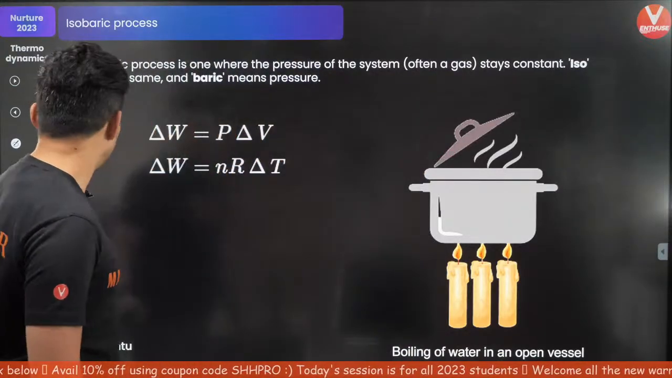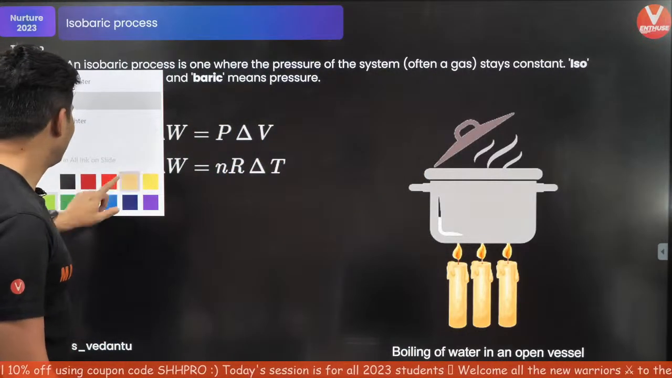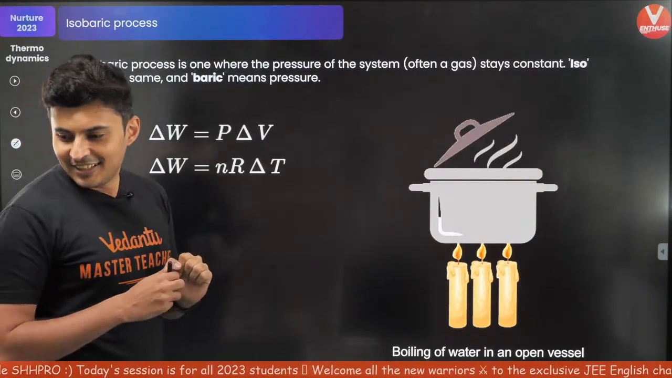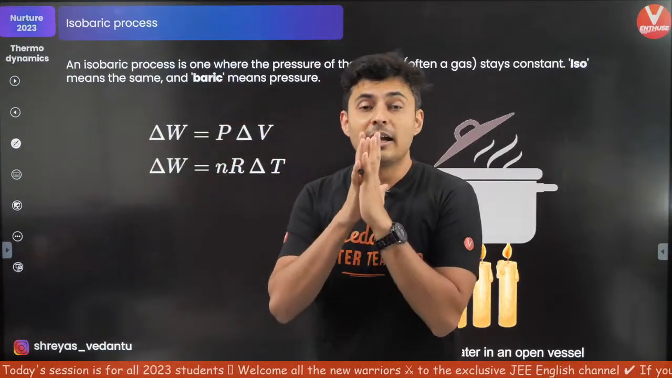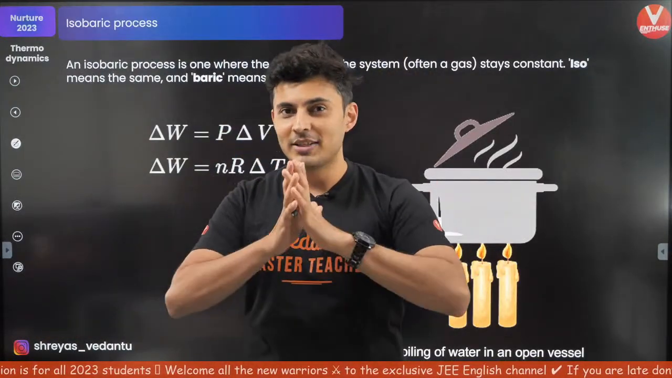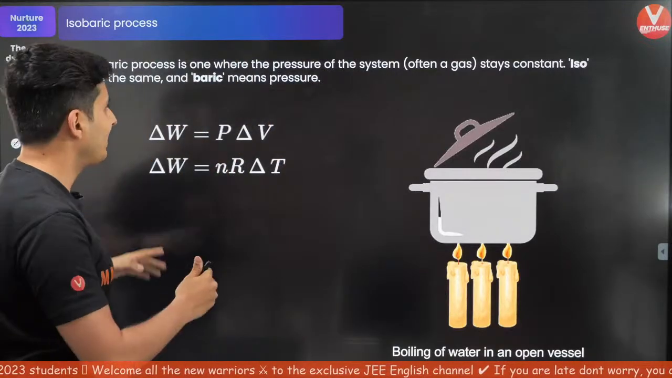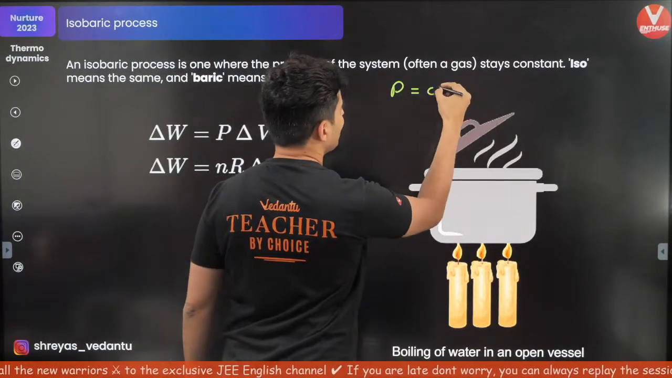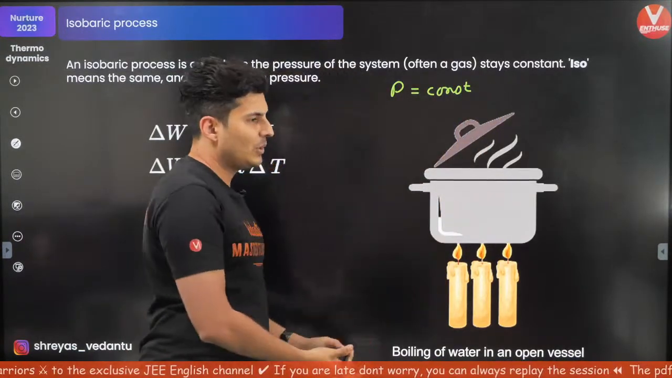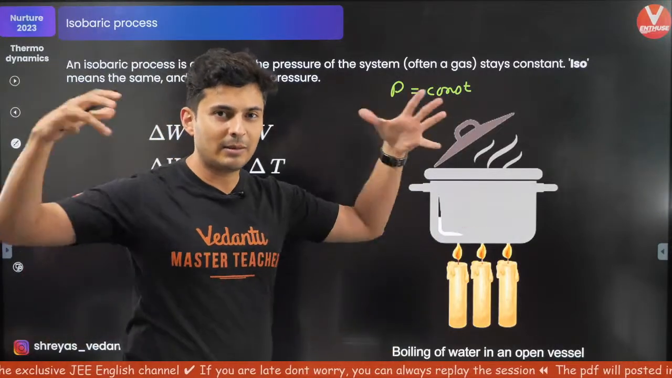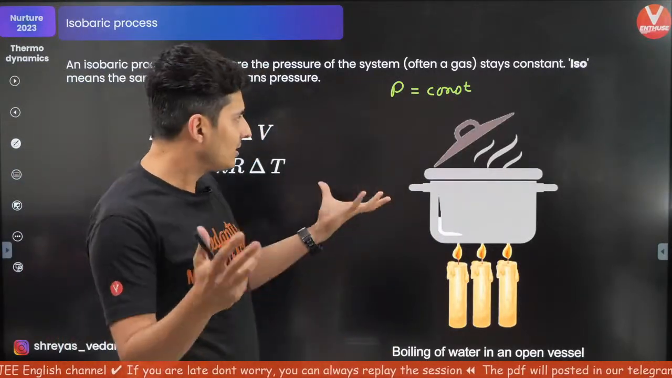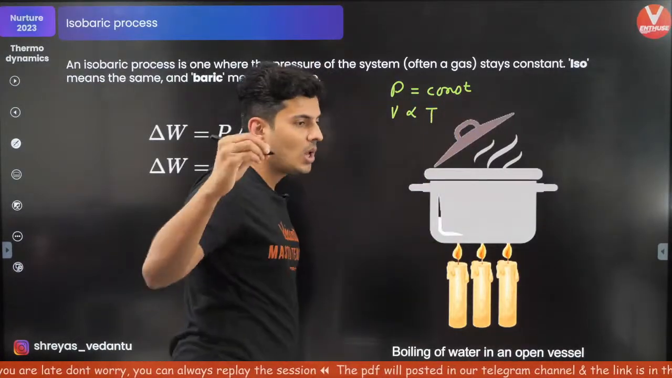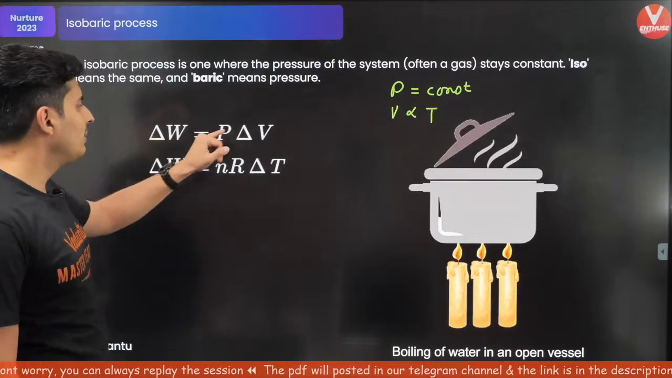See, isobar. Isobar means constant pressure. And when pressure of the gas is constant, P is constant. Like for example, you are heating a liquid open to the atmosphere, the pressure is constant on that liquid, so it's an isobaric process. Pressure is constant, then volume is directly proportional to temperature. And the work done will be P delta V.